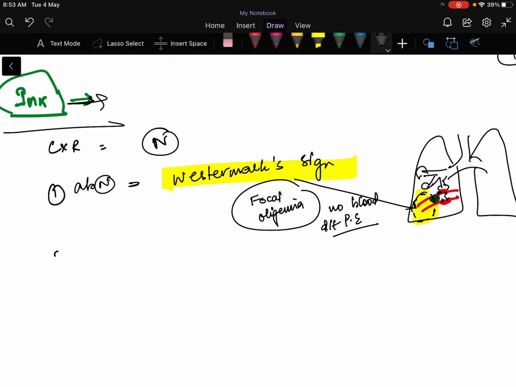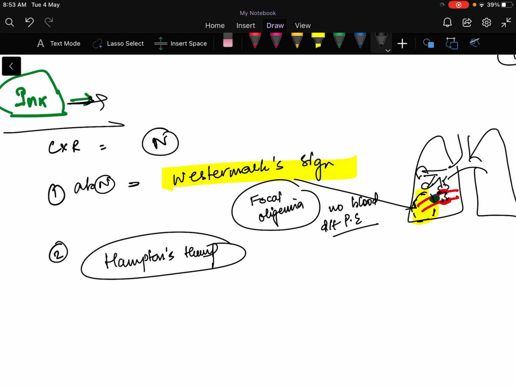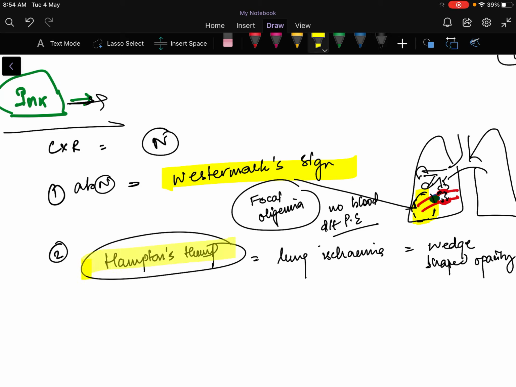The next abnormality is Hampton's hump, which is because of the lung ischemia leading to a wedge-shaped opacity. That is Hampton's hump. Westermark sign is the focal oligemia that you find because of the pulmonary embolism.